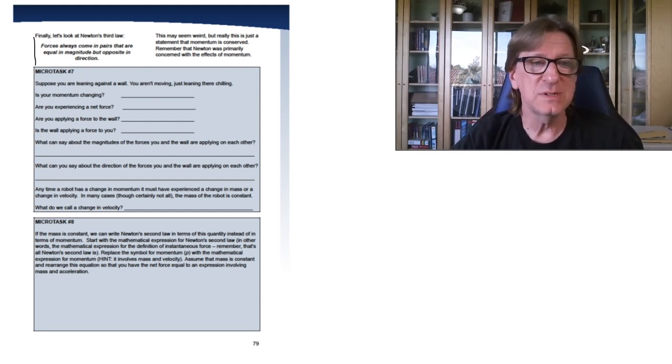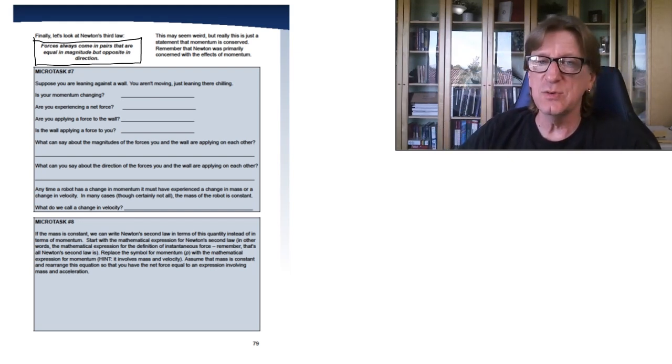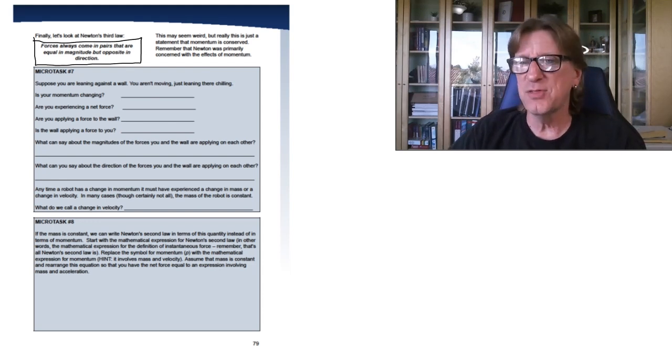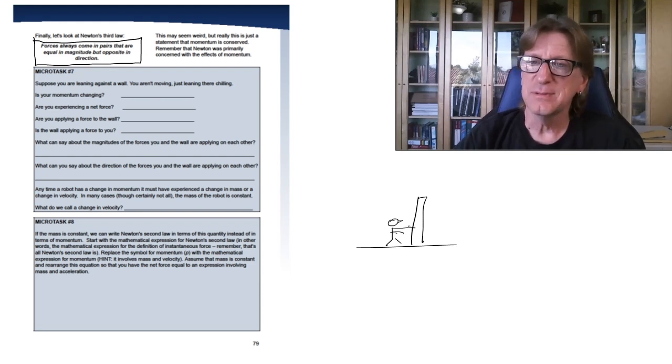So what he said was this. This was an aspect of forces. He said forces always come in pairs that are equal in magnitude but opposite in direction. Now that may seem weird, but really Newton's third law is a statement of conservation of momentum. Let's say that, for example, look at microtest 7, I'm leaning against a wall. So here's my wall, right? And here's me with my beak nose, and I'm leaning against it with my extra long arms, right?